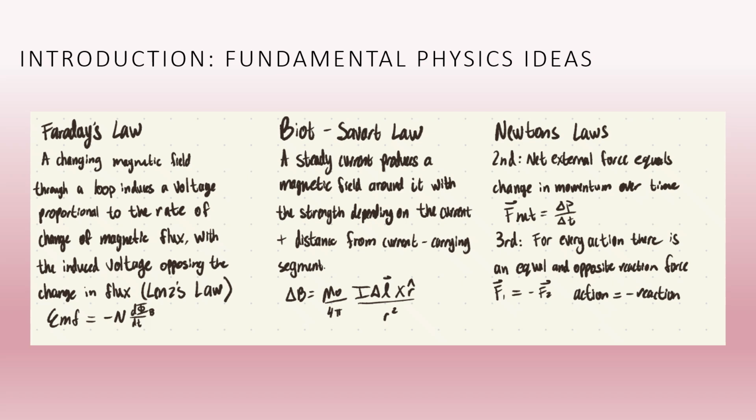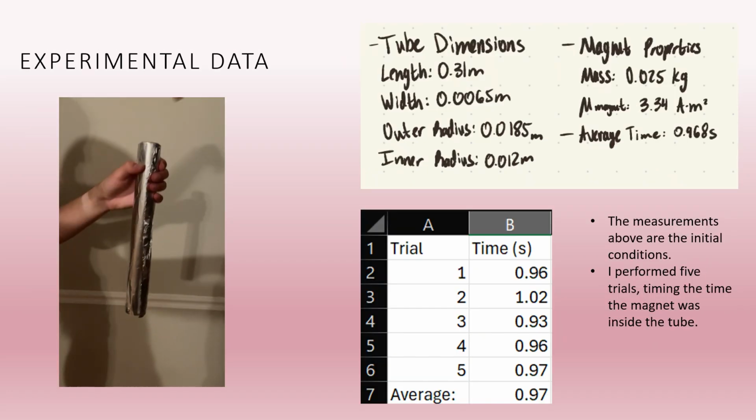And then next we have Newton's second and third laws, stating that the net external force equals the change in momentum over time, and that for every action there is an equal and opposite reaction force. So the measurements above are the initial conditions for this experiment. We have the tube dimensions, the magnet properties that I already found in a previous lab, and then the average time was after I performed 5 trials, timing the time the magnet was inside the tube, and that was 0.968 seconds on average.